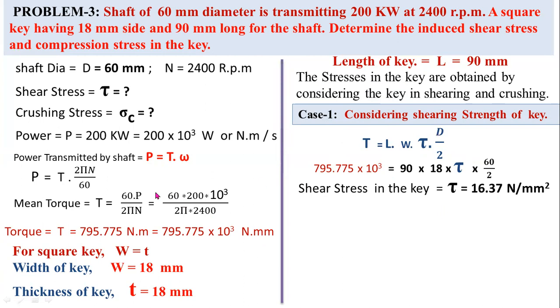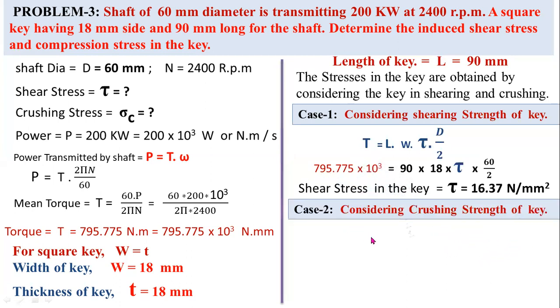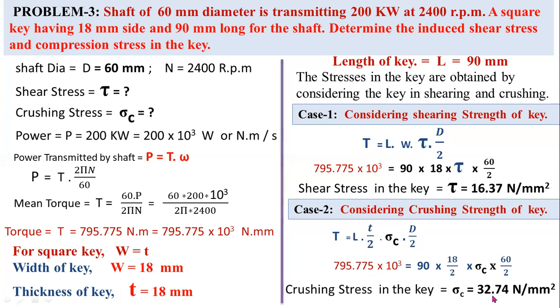After that, you have to determine the compressive stress or crushing stress induced in the key. For this, you have to use this equation. Now substitute the value of torque, length, thickness, and diameter of the shaft. From this equation, the compressive stress or crushing stress induced in the key material is sigma c equal to 32.74 Newton per mm square. So this is the another answer for this problem.